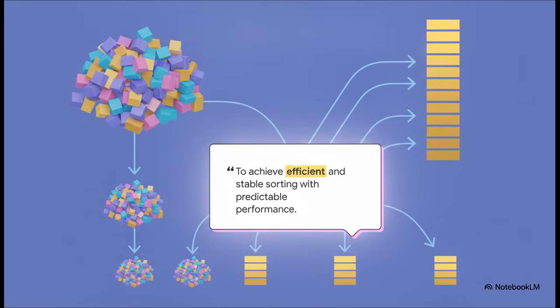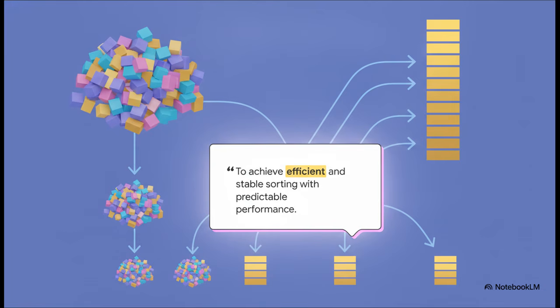Ultimately, the core goal of merge sort is beautifully summarized by this simple idea: to achieve efficient and stable sorting with predictable performance. It is truly marvelous to think about how such simple human logic, just dividing a big, scary problem into smaller, manageable pieces and patiently comparing them, powers the most massive and complex computing tasks on Earth. It literally brings order to chaos. It makes the unpredictable completely predictable.